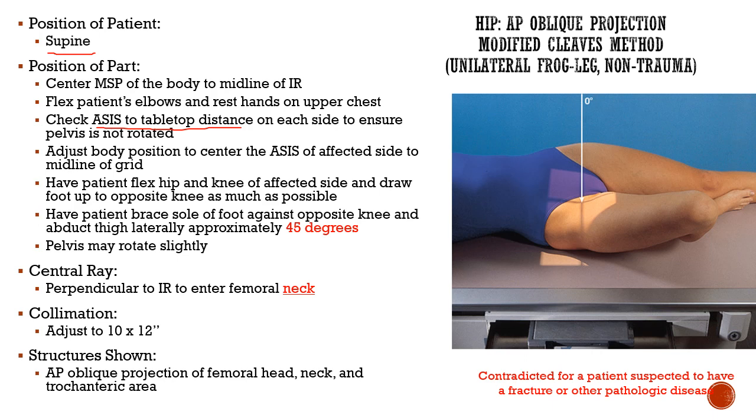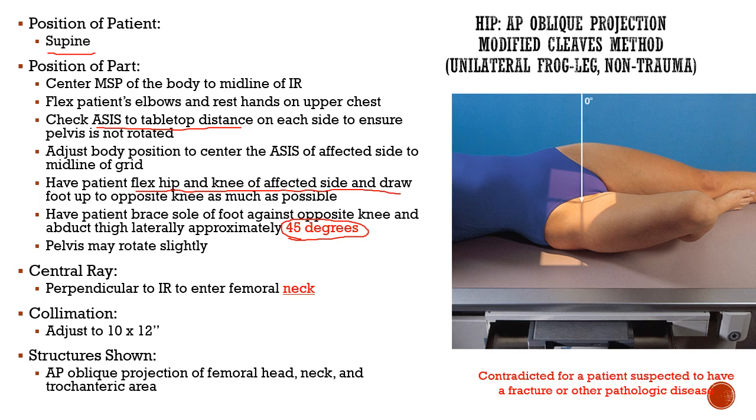We're going to adjust the body position to center the ASIS of the affected side to the midline of the grid. Have the patient flex their hip and the knee of the affected side and draw the foot up to the opposite knee as much as possible. We want them to brace the sole of the foot against the opposite knee and abduct the thigh approximately 45 degrees. The patient may rotate slightly.